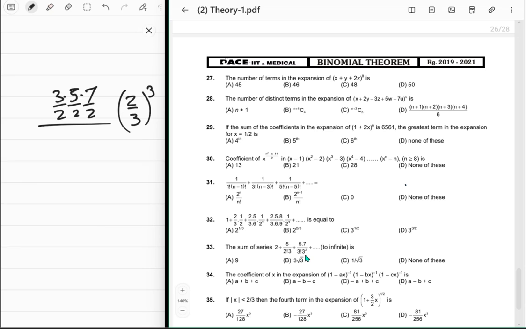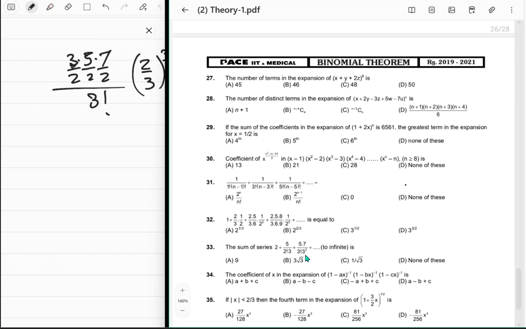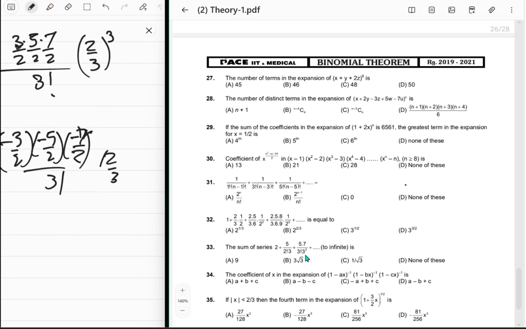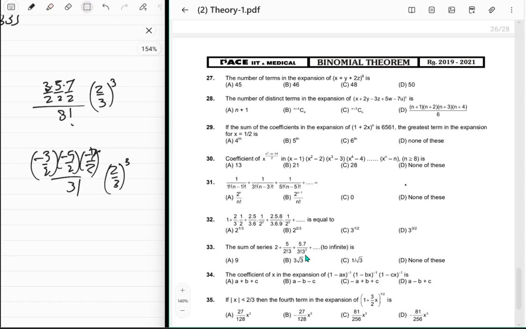So because I have to multiply by this 3, I have to divide by the 3 as well. So we got 3 cube and this works out. We got 3 factorial, right? So more like -3 upon 2, -5 upon 2, -7 upon 2 upon 3 factorial. And you got 2/3 power of 3. Now, okay, you see how the term is going.